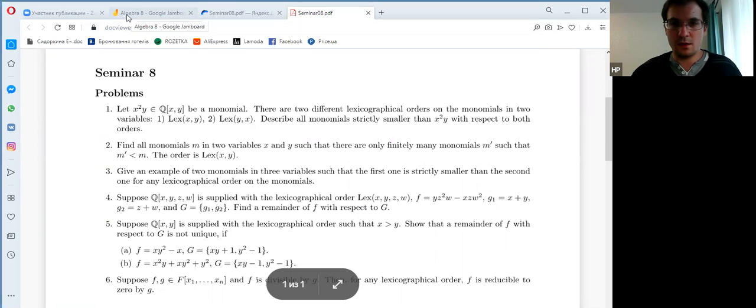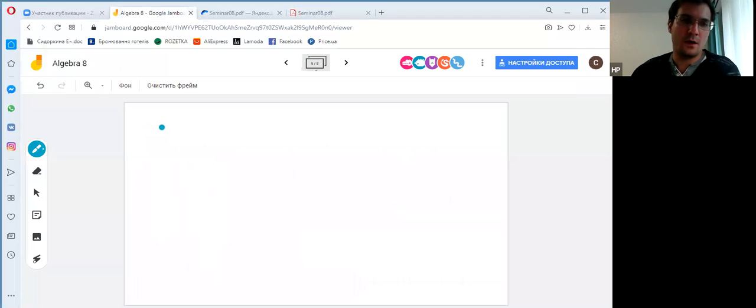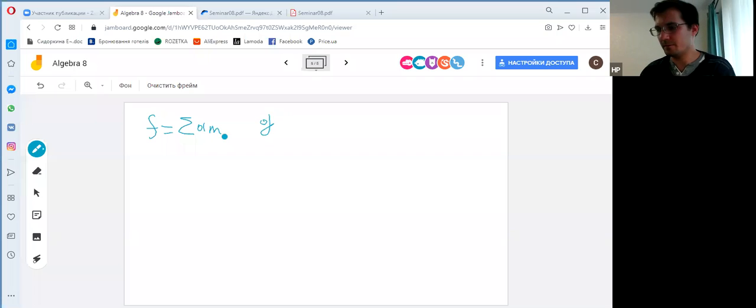Just let me remind what the remainder and the reductions are. If we have a polynomial f and a polynomial g, f is the sum of some monomials.